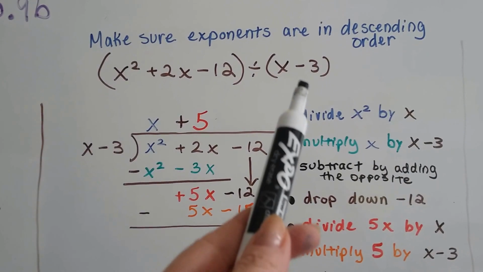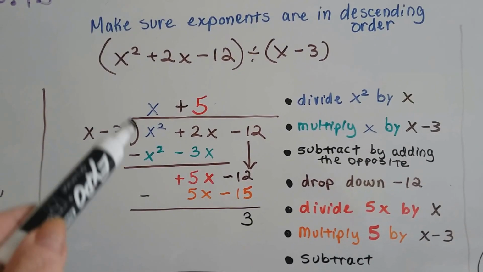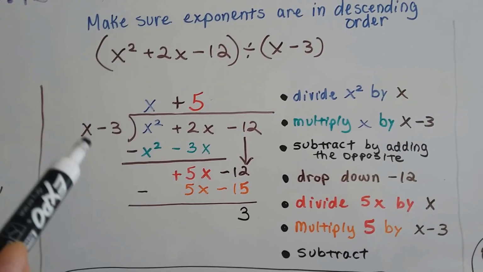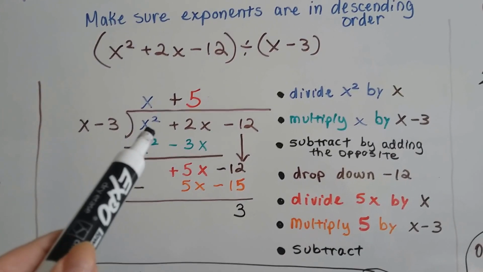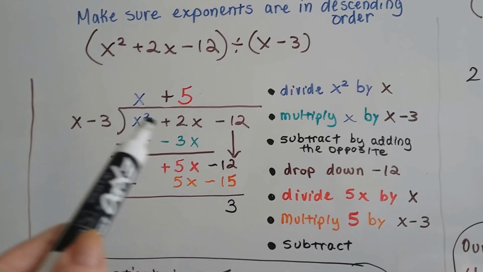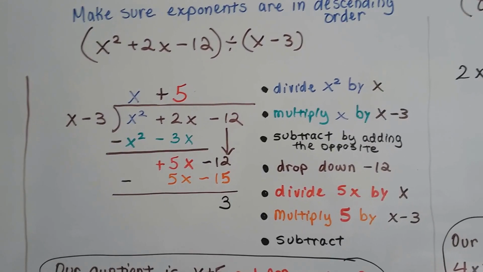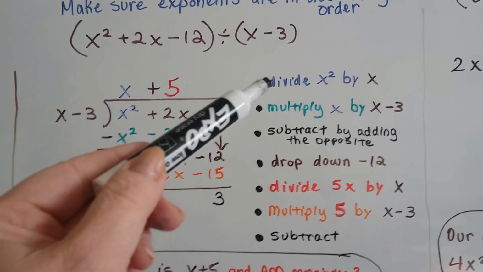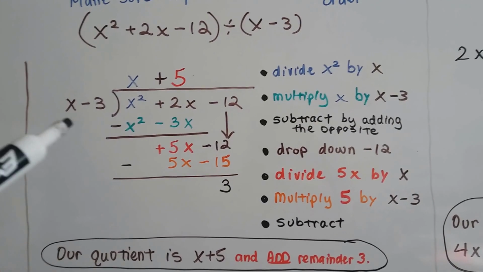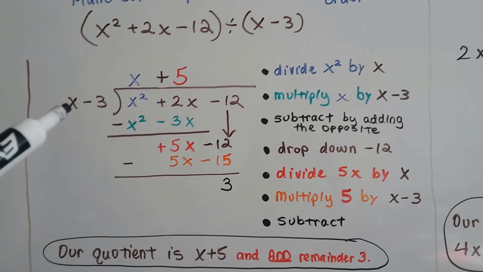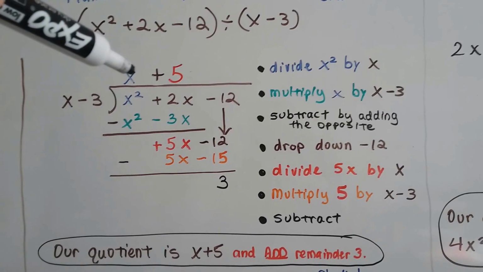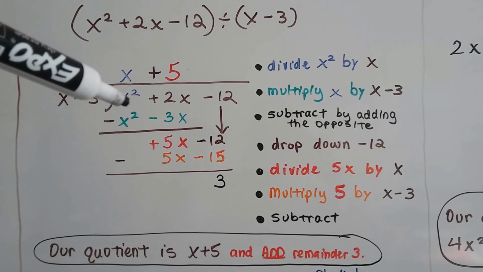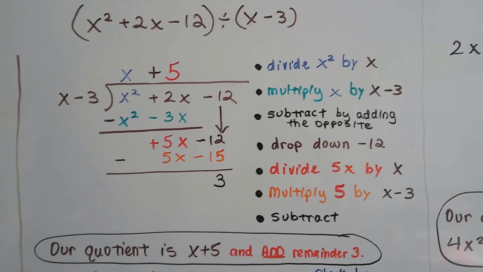And we're going to divide it by x minus 3. So we've got our division box, and we've got our divisor on the outside, the x minus 3. We have our dividend on the inside here. And the first thing we're going to do is, in the blue, we're going to divide x squared by this first term x. And that gives us an x, because x times x gives us x squared. That's how we know we did it right.